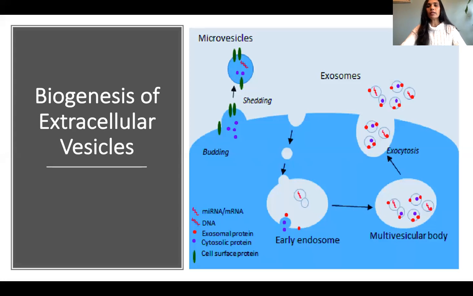Now look at the biogenesis of extracellular vesicles. You can see that they are actually formed inside the cell by the invagination of the membrane, as early endosomes, that take in materials like genetic materials, cytoplasmic proteins, and surface proteins, etc. And then they fuse together, forming a multivesicular body. And finally, they are released to the extracellular space via the process called exocytosis.